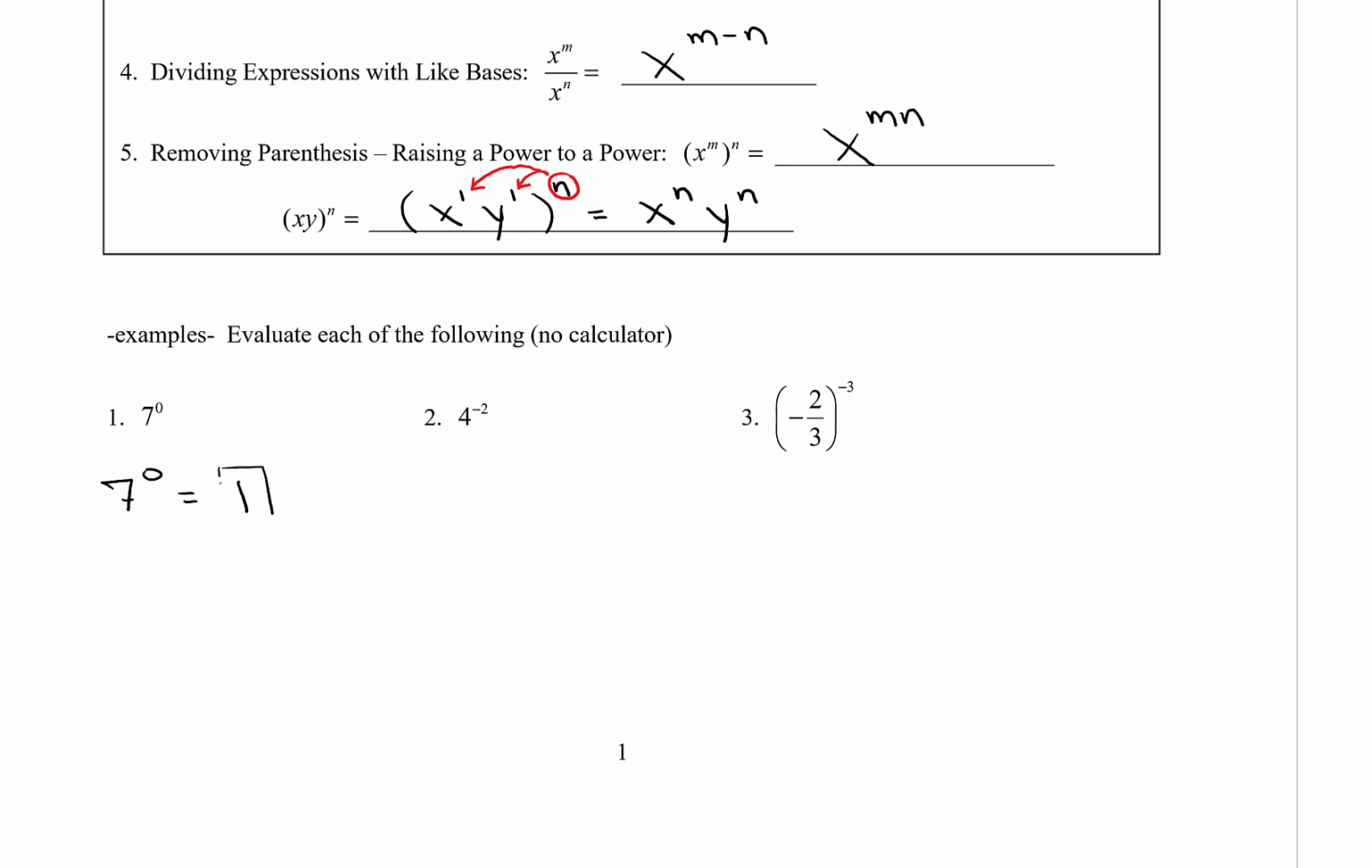Number 2, 4 raised to the negative 2 power. When you have a negative exponent, we're going to have to rewrite this. So I'm going to write 4 raised to the negative 2 power is equal to 1 over 4 raised to the second. And if we simplify this, this will give us 1 over 16. And I'm going to box that answer in.